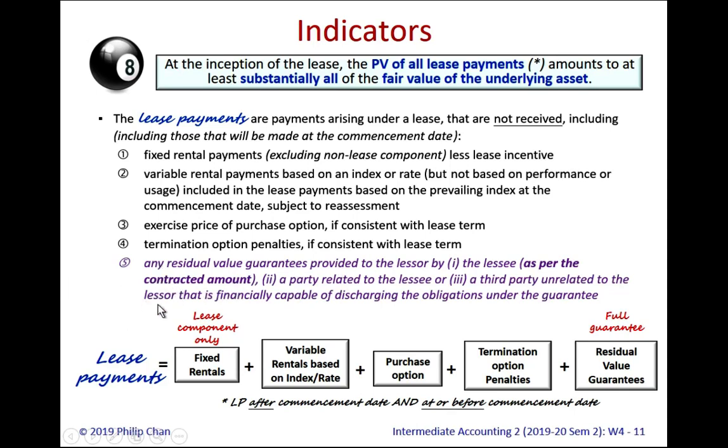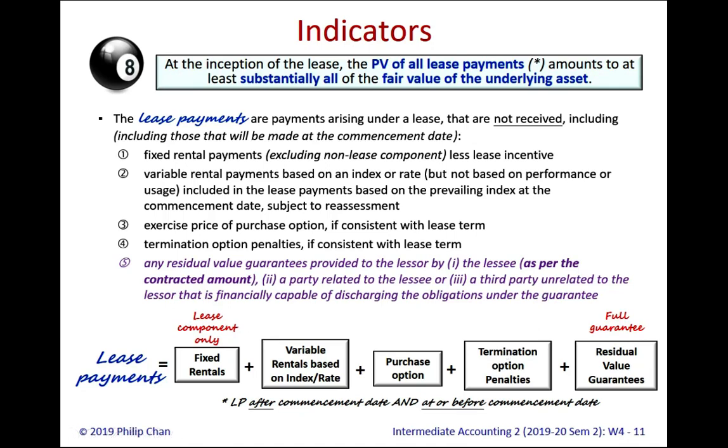As per contract. So that means you don't minus anything to work out the expected-to-pay basis. They are per contract, full guarantee. Plus RVG from a party related to the lessee and a third party unrelated to the lessor will altogether be lease payments.